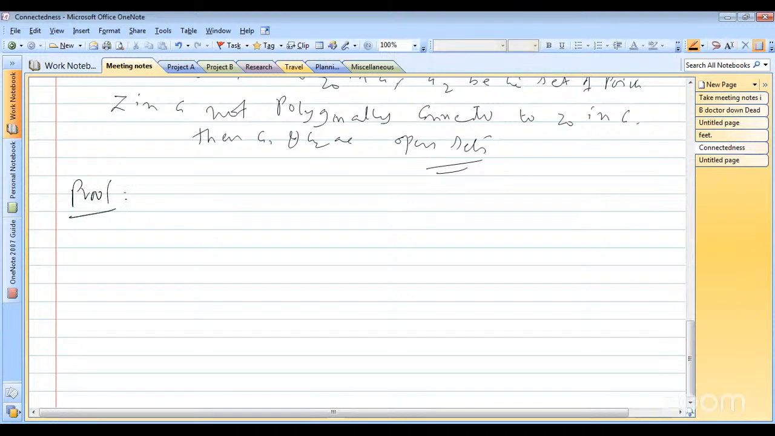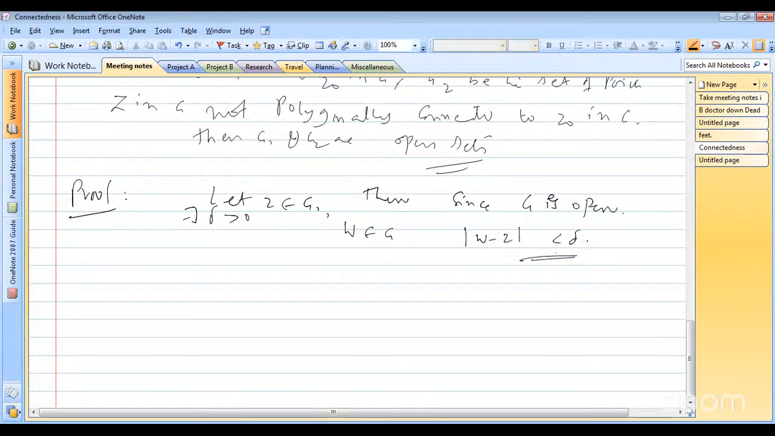Proof: let Z belong to G1. Then, since G is open, there exists delta greater than 0 such that W belongs to G whenever the modulus of W minus Z is less than delta.